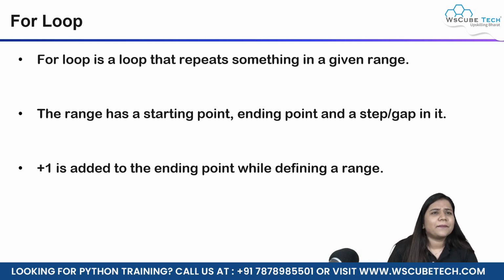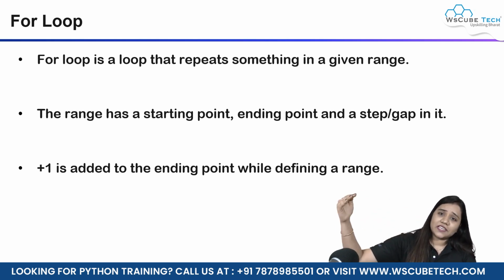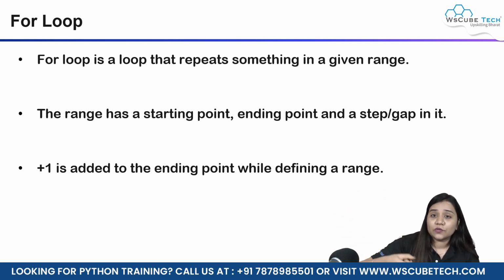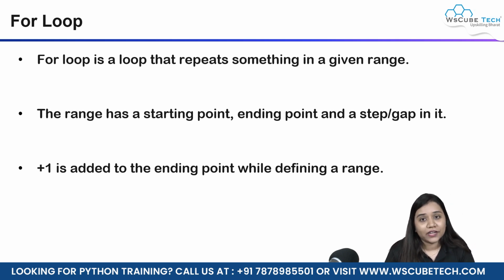For example, let's say there are stairs and you want to climb the stairs. If your starting value would be 1, and let's say there are 20 stairs, then your ending value would be 21, because according to the loop syntax, whatever the ending point is, we will be adding 1 to it. So if the stairs end on 20, we will be writing 21 over there.